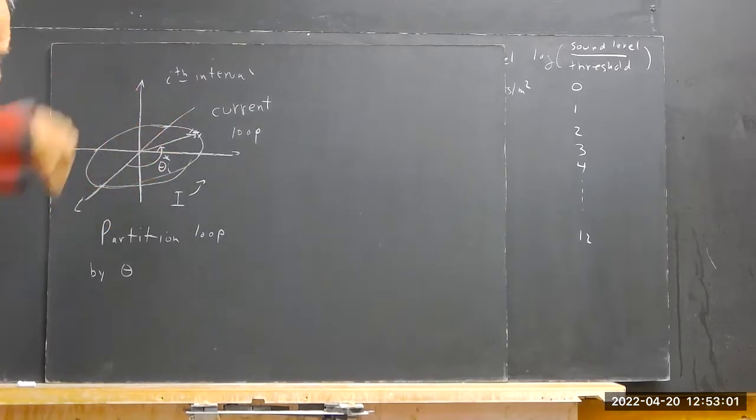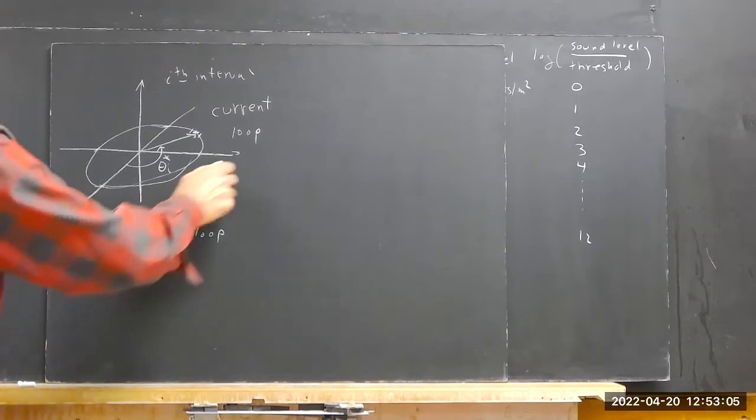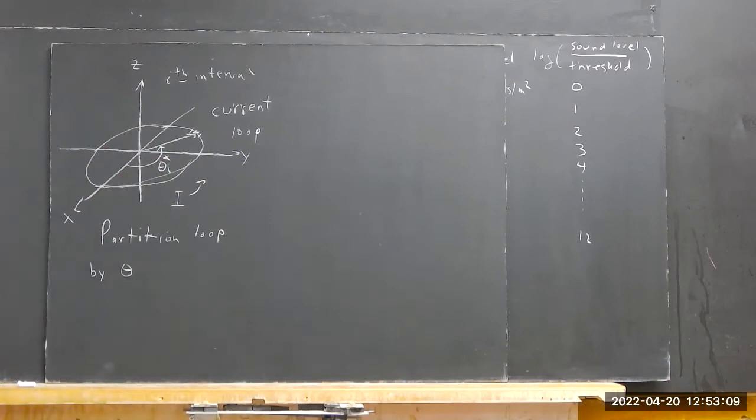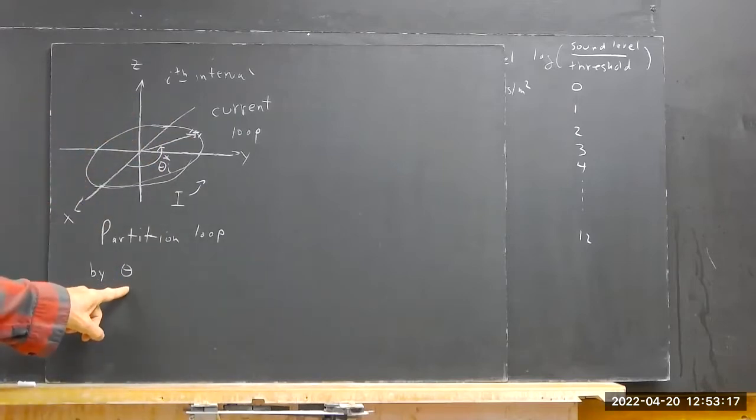Okay, so here's our picture. Here's our loop. It's a badly drawn circle, an attempt to render it in the XYZ coordinate system. It's down here in the XY plane, and we're going to partition this loop in terms of theta.